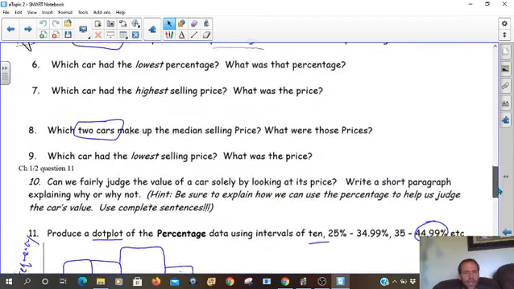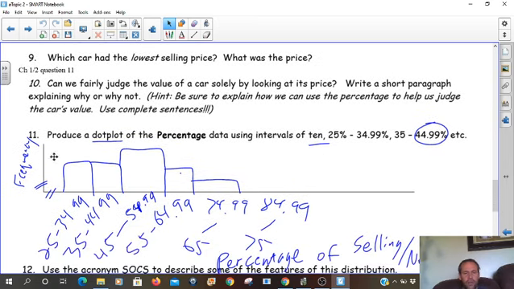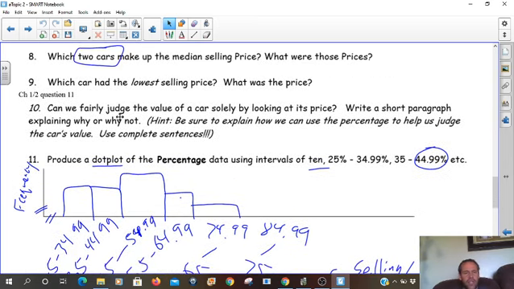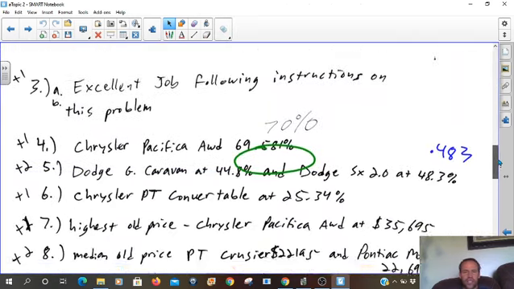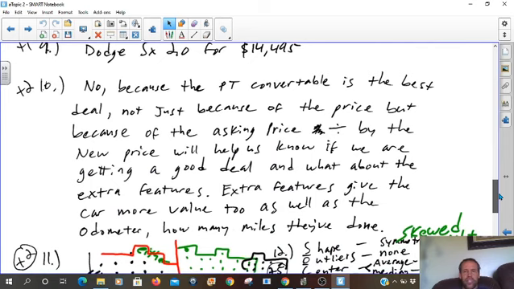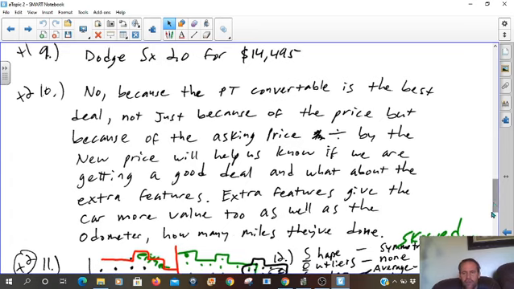Write a little short paragraph on why we can't fairly judge a car by looking at its sold price. Here's a dot plot with our percentages. It should look something like that. Make sure you upload that. There's lots of things, like odometer reading. There are lots of different reasons why we can't just look at the price. For example, the PT convertible is the best deal, not just because of the price, but because of the asking price divided by the new price, which will help us know if we're getting a good deal. And what about the extra features? Extra features give the car more value too, as well as the odometer and how many miles they've done.